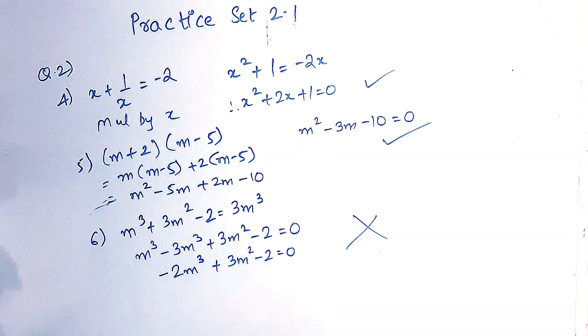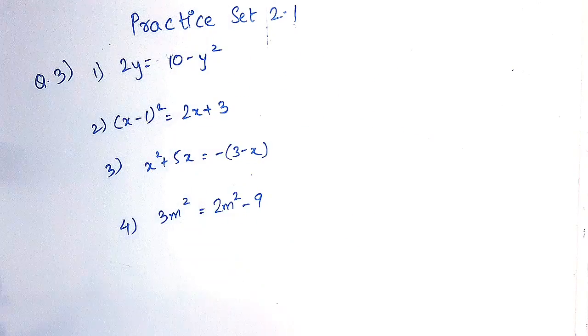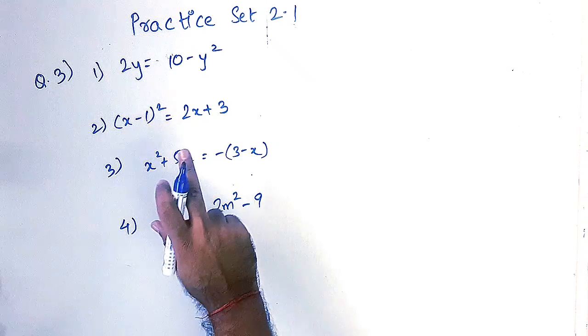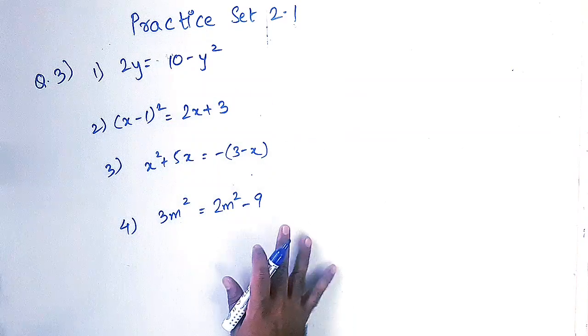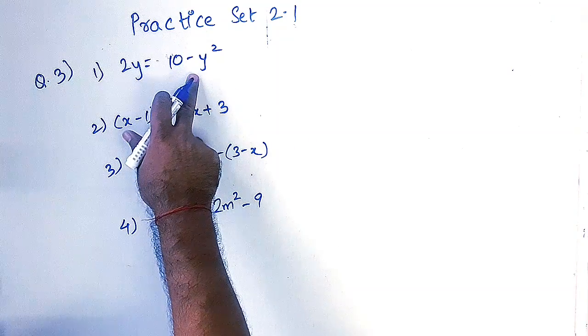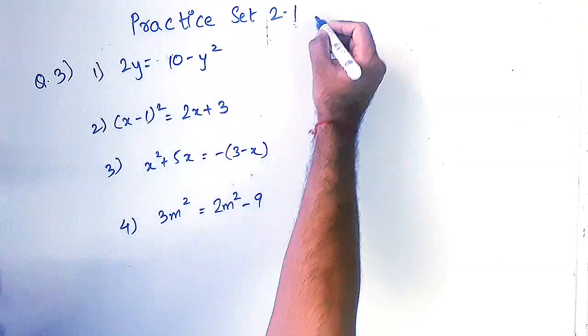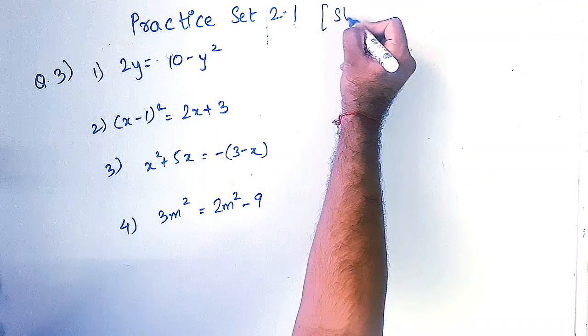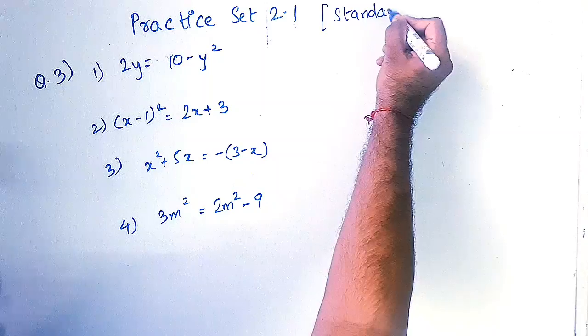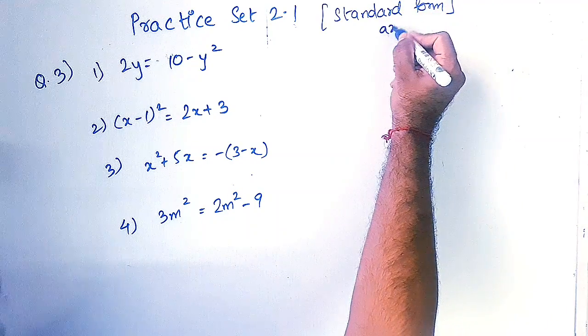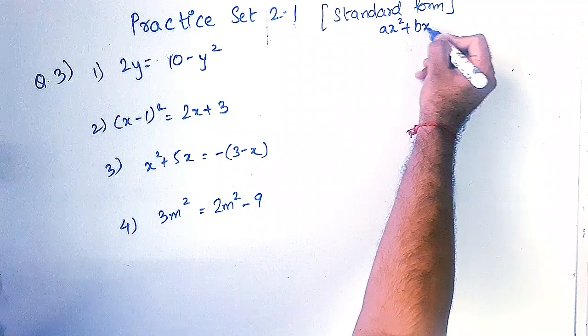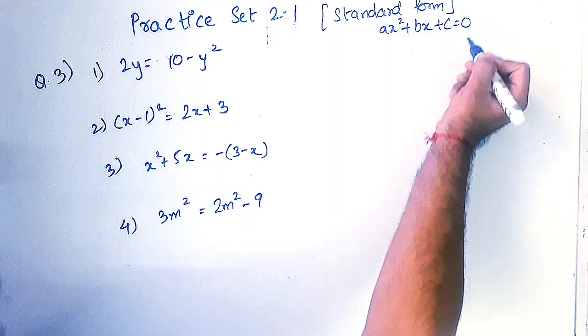Okay, then we'll move on to question number 3. Question number 3, we have to compare the equations with ax square plus bx plus c, which is the standard form of the equation, and we have to write a, b, c. So let us first write this in this form. This is the standard form. I'll write here standard form of quadratic equation. What is the standard form? ax square plus bx plus c equals to 0.